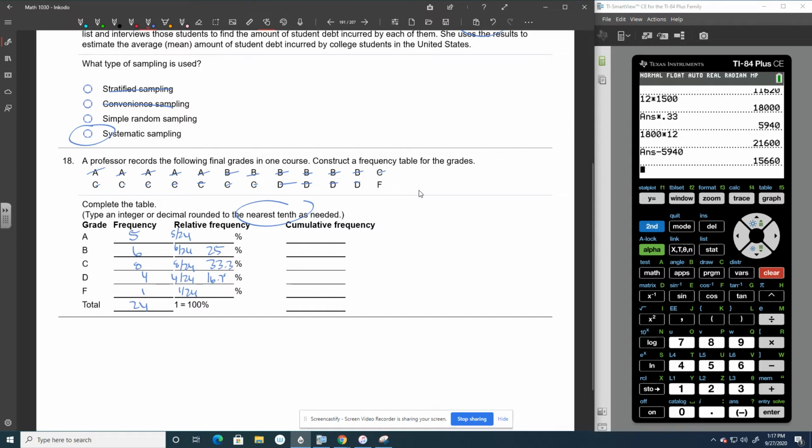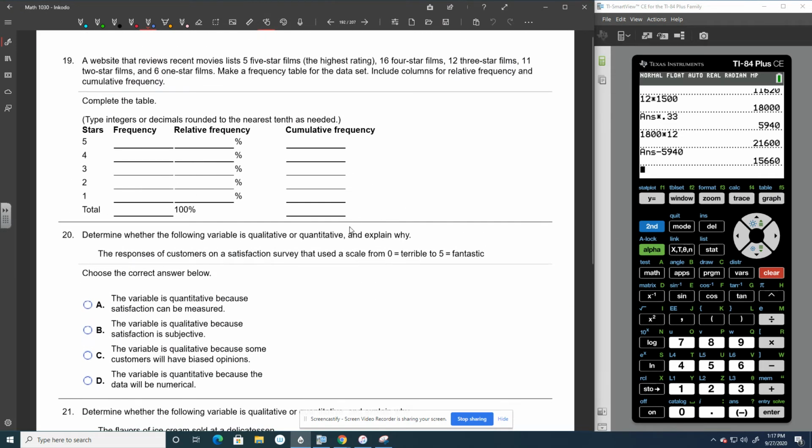Cumulative frequency. Remember, you add up all the categories as they go. So far we've had 5 people. When I get to B, I take the B's and I add the A's. So now there's 11. Now I add the C's, there's 19. Now I add the D's, there's 23. When I add in the F's, there's my 24. All right. So for the frequency table, I know I went fast. If you want to see 19, go back and look at 18. But you are just taking the information and plugging it in.